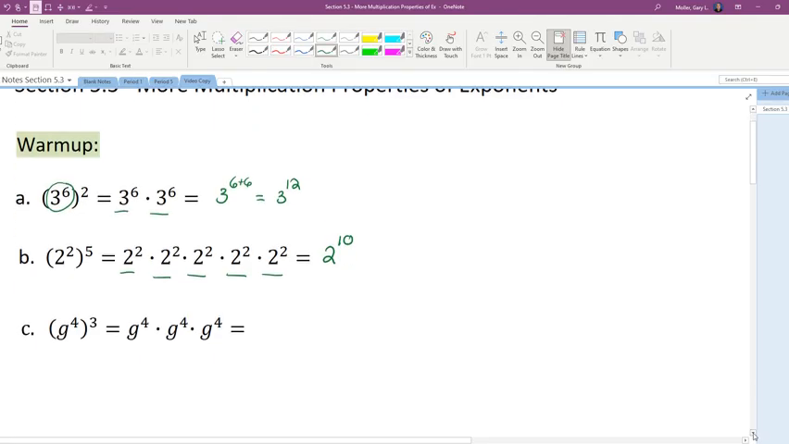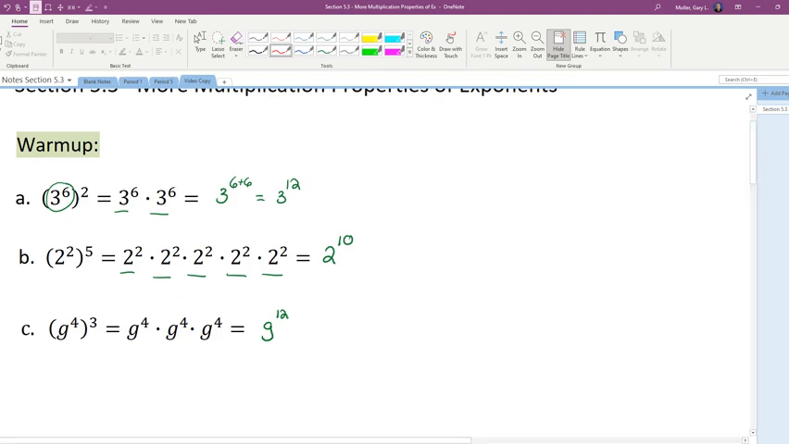And then this last one here, g to the 4th cubed, is simply g to the 4th times g to the 4th times g to the 4th, which we know equals g to the 4 plus 4 plus 4, which is 12th power. All right, so we didn't use a new rule, just the old rule. But let's look at the result of what happened.